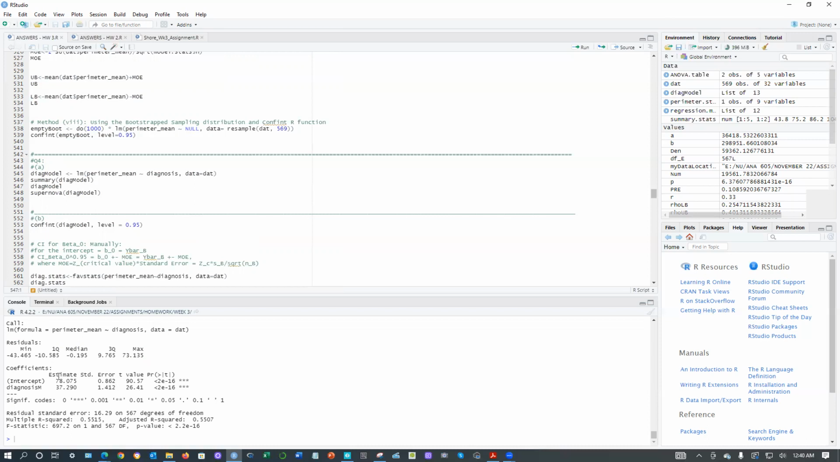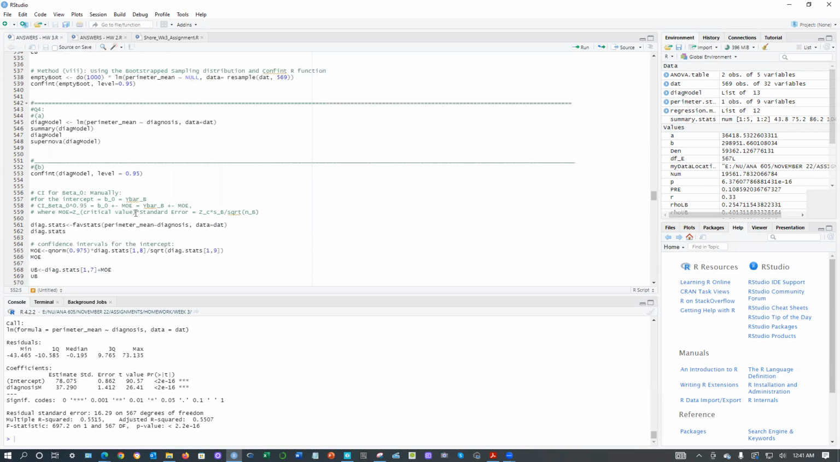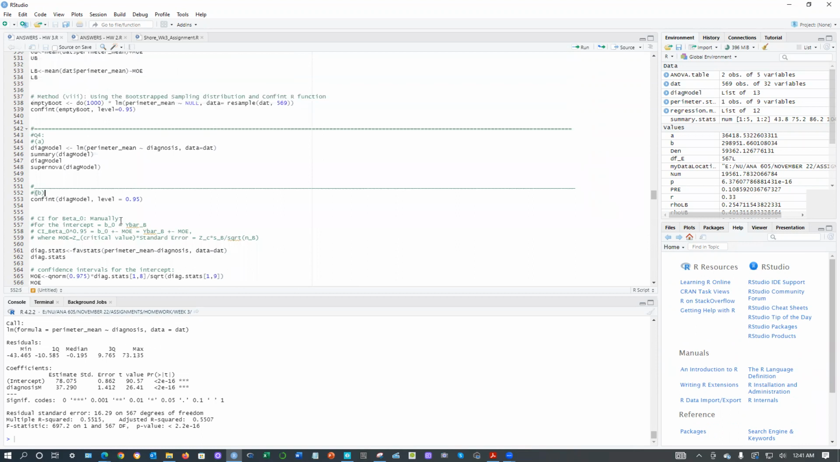B naught is nothing but the average, and this is the standard error of the average. The T value we can calculate if you want, but we don't have to go into that. We can get it done by hand even, manually, and do it on the computer as well. B1 is Y bar for the benign.